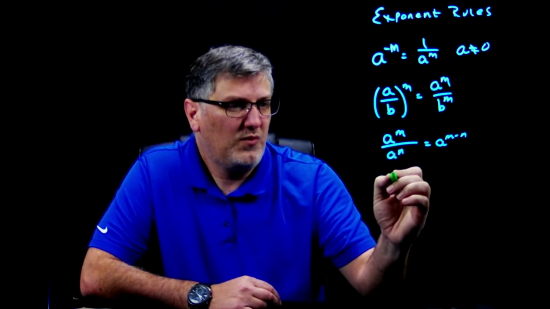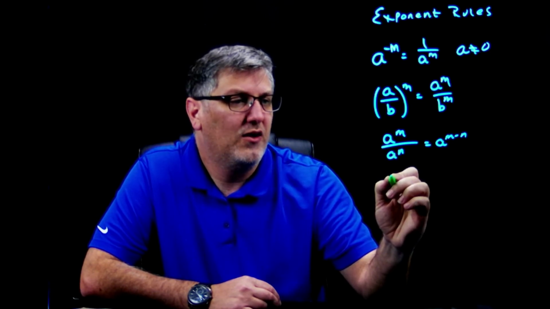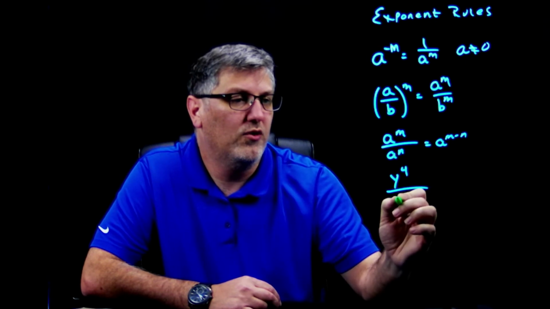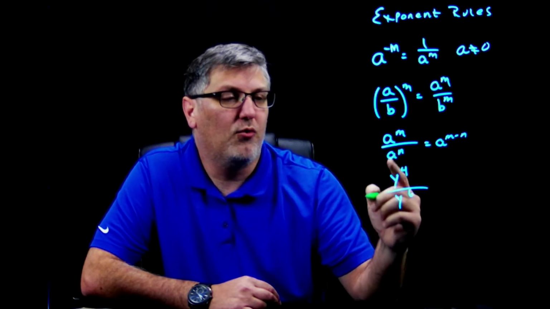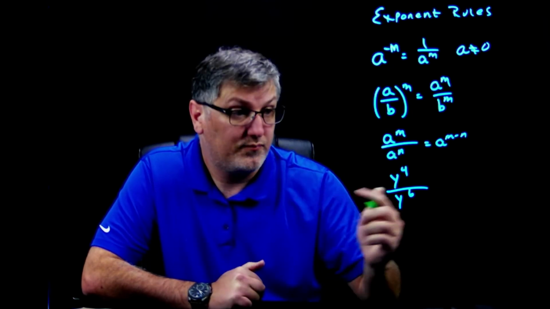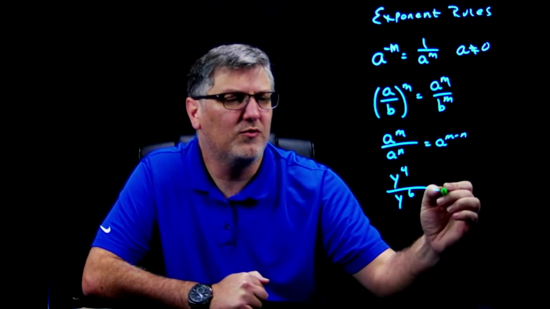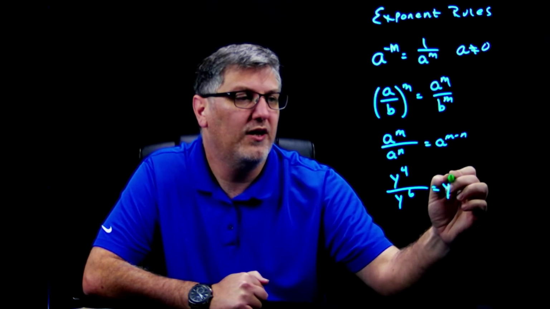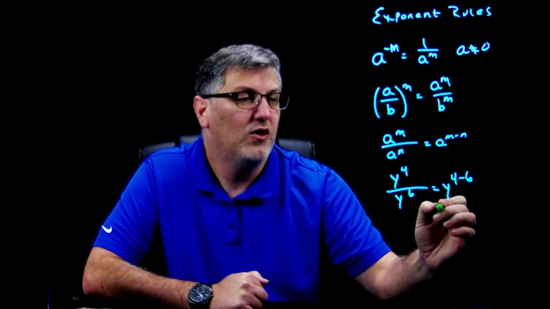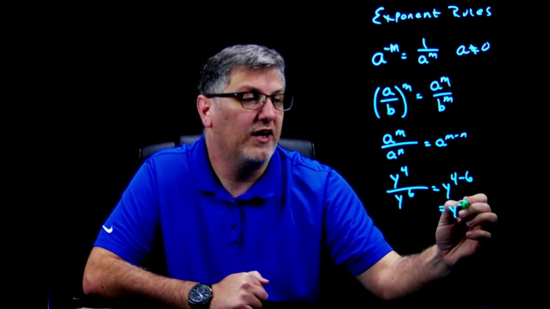So let's say we have y to the 4th power over y to the 6th power. Now we know we can reduce this down, which isn't terribly bad. But if we do this in terms of exponents, we can write this as y to the 4 minus 6 because of this right here, which then gives me y to the negative 2.